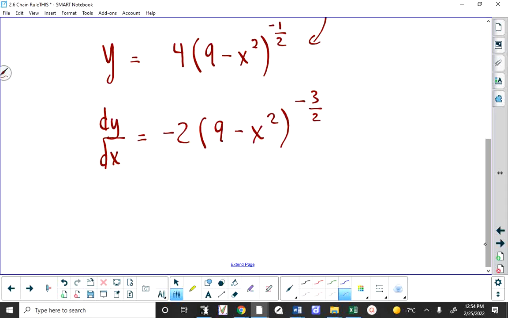So the negative 1/2 went down in front, multiplied by the 4 to get negative 2. I take the negative 1/2 and subtract 1 to get negative 3/2. You're okay so far? And then I multiply by the derivative of what I wrap the exponent around.